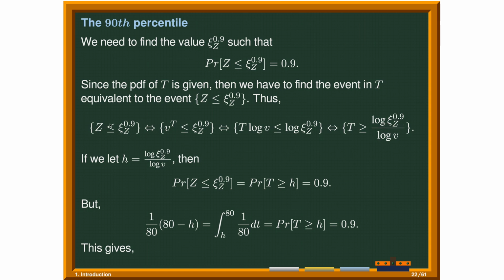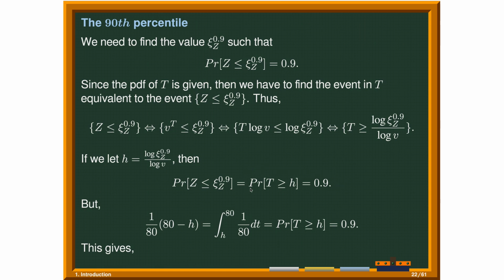So the probability that z is less than or equal to the 90th percentile is equivalent to the event that t is greater than or equal to h. Right? So their probabilities must be the same. But we note that this is 0.9. Okay?